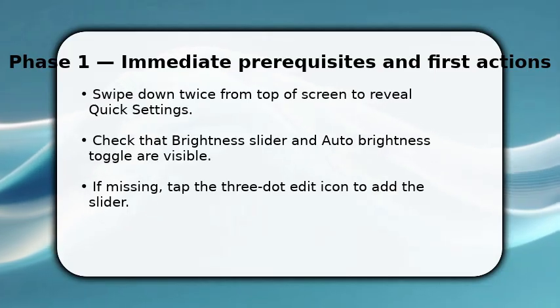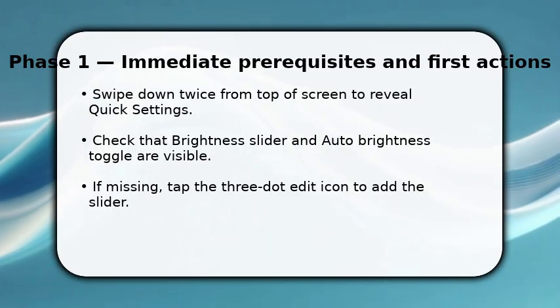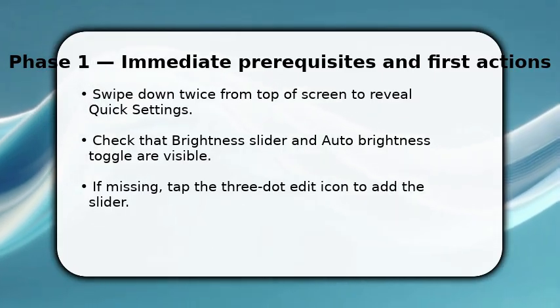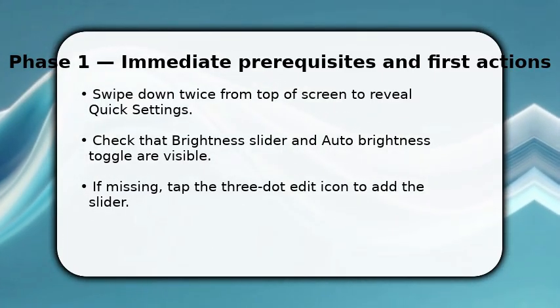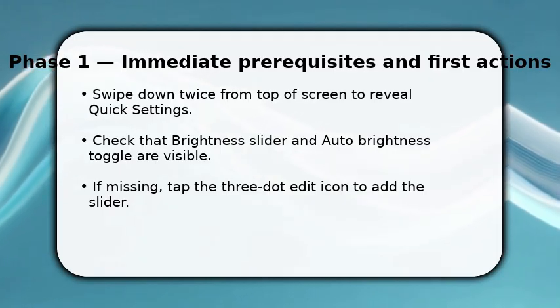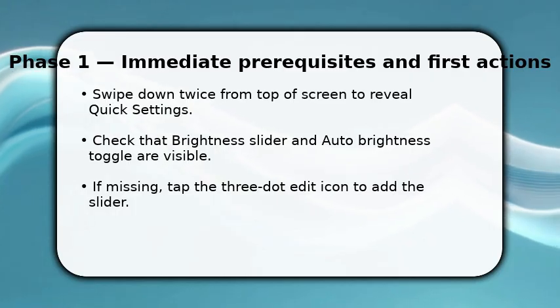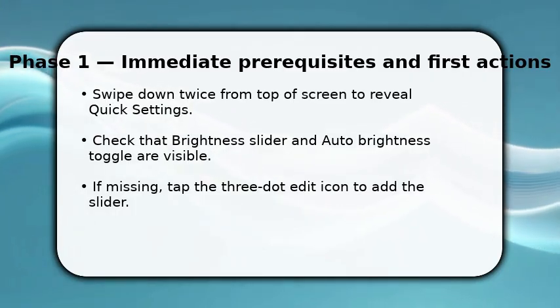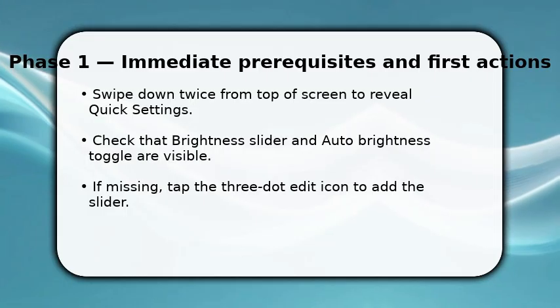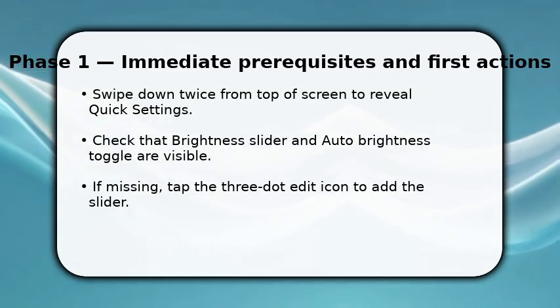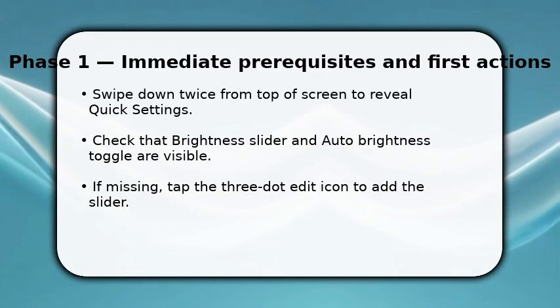You start by opening Quick Settings, swipe down twice from the top edge and hold steady. You want the brightness bar in view right away, so look for the slider and an auto brightness toggle. If you don't see them, tap the three-dot menu or pencil icon to edit tiles, then drag the brightness tile into place. Once done, make sure auto is set how you prefer, on to adapt automatically, off to control manually.